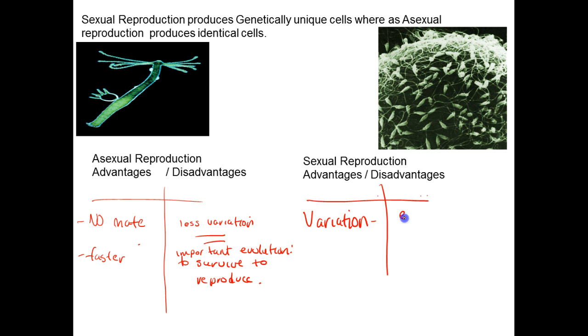Disadvantage, energy is required to find a mate. Usually there's more offspring care, parental care is required. All right, and it is a slower rate of reproduction compared to asexual. Okay, so again, when we talk about sexual reproduction, we're going to talk about how those two sources recombine to help get that variation.